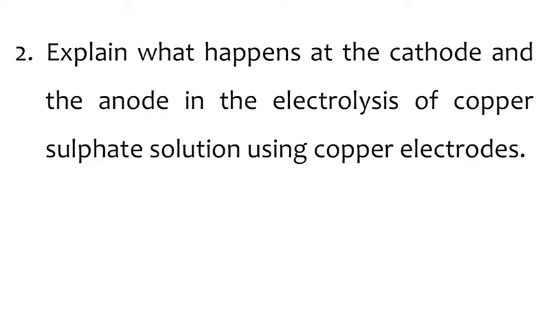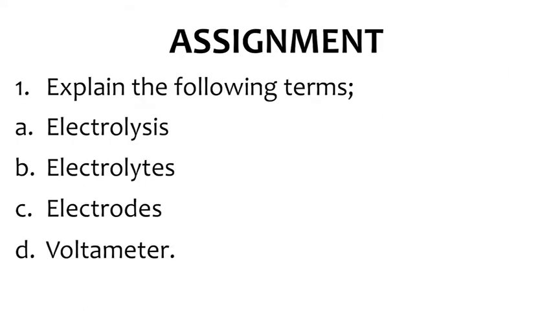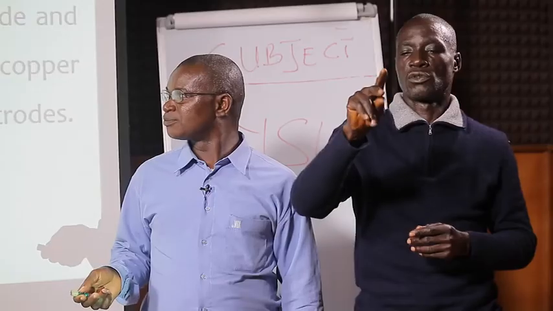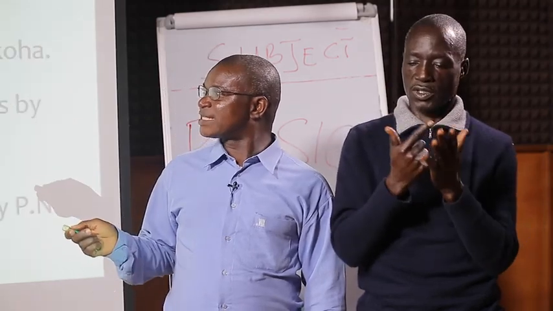I take the assignment again. Number one: explain the following terms. A, electrolysis. B, electrolytes. C, electrodes. D, voltameter. Number two: explain what happens at the cathode and the anode in the electrolysis of copper sulfate solution using copper electrodes.